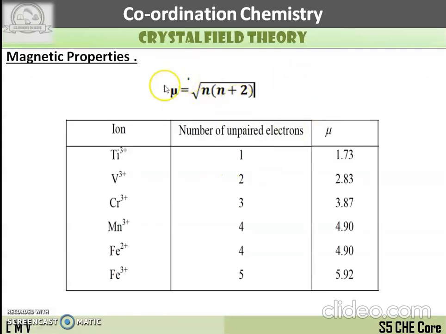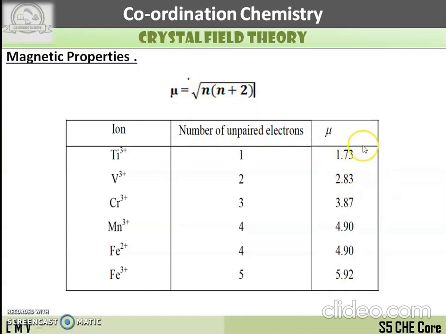It is about how to calculate this magnetic moment mu for different numbers of unpaired electrons. We can determine the number of unpaired electrons easily by writing the outer electronic configuration of the corresponding metal ion. If it is Ti3+, we know scandium, titanium. Scandium is 3d1 4s2, then titanium will be 3d2 4s2. Removing 3 electrons, since it is 3+, we will get 3d1, so it has 1 unpaired electron.